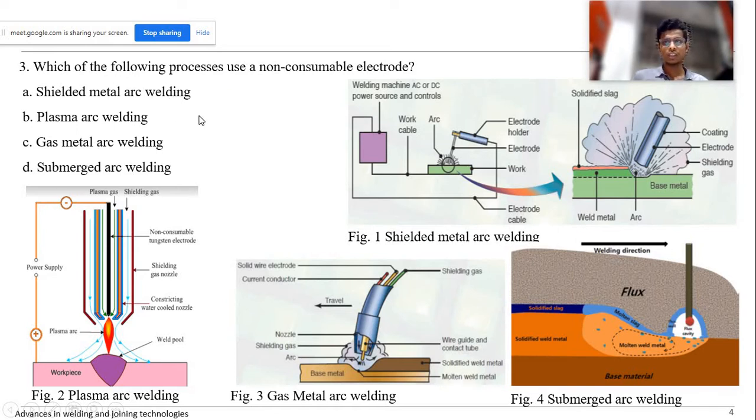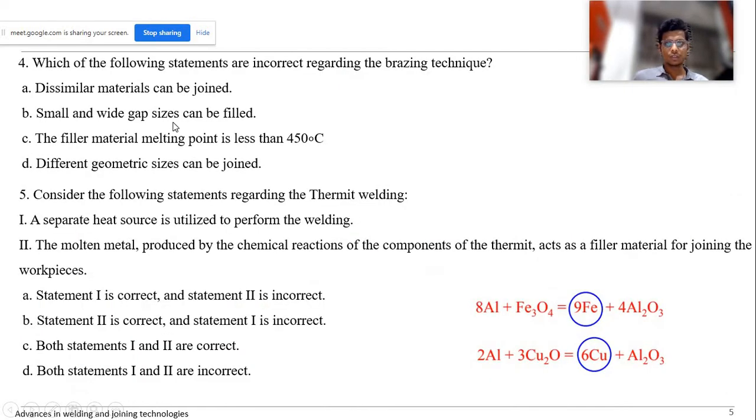And in electroslag welding, melting will happen, and in thermit welding also melting will happen because the mixture will melt. I hope this option is also clear. Guys, this fourth question is very straightforward. I think that someone will answer in the chat box.